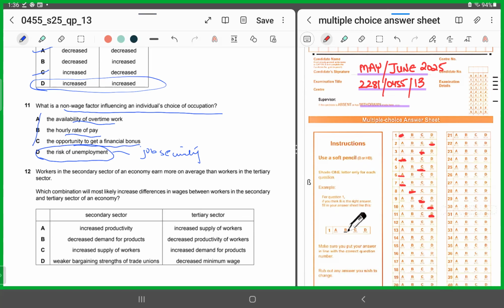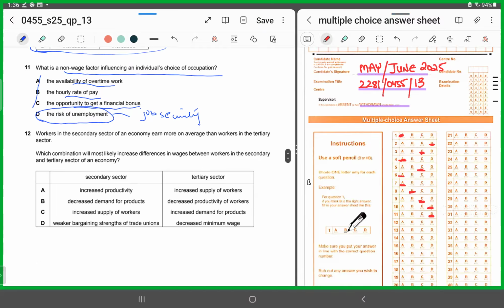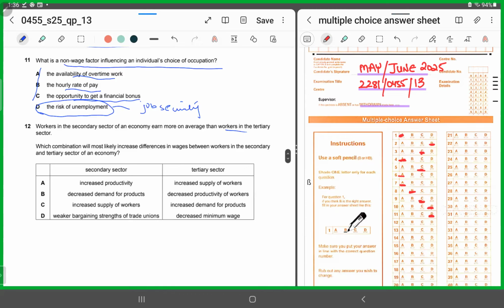Workers in the secondary sector of an economy earn more on average than workers in the tertiary sector. So the secondary sector, the production people, are earning more than in the services. Now they're saying which combination would increase the differences in the wages in the secondary and the tertiary. So which combination of both of these factors would actually increase the differences. Now, if you look at the situation at present, workers in secondary are earning more than tertiary. Secondary sector must outperform the tertiary sector.